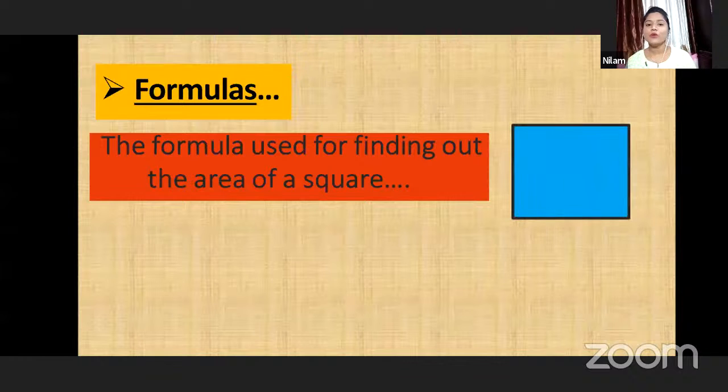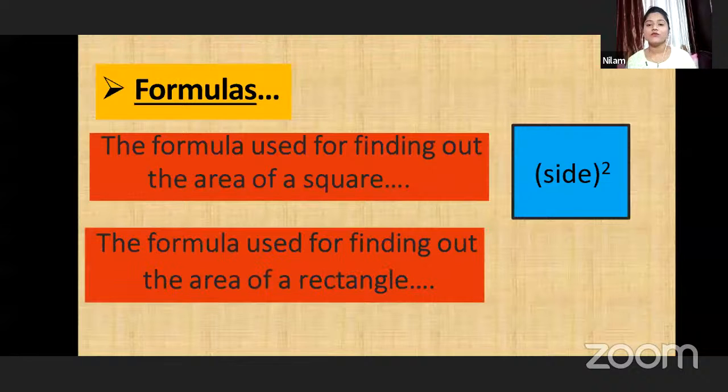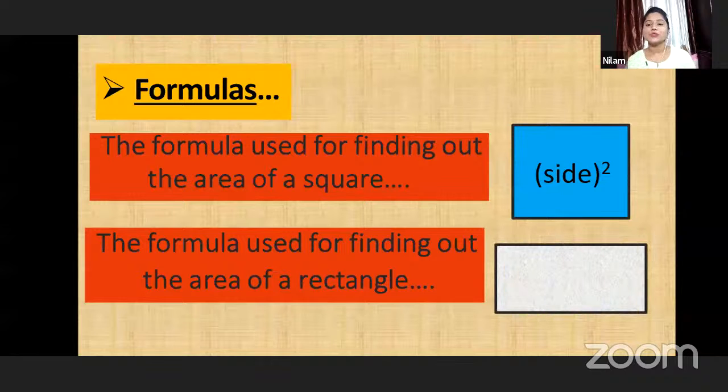And the other formula that we have seen, see, on the screen you can see the formula that is used to find out the area of the square. The area of the square is side square. So the other formula that we have learned yesterday was the formula used for finding out the area of a rectangle. So other than Isha, can anyone else tell me what is the formula which is used for finding out the area of a rectangle? Yes, you can answer.